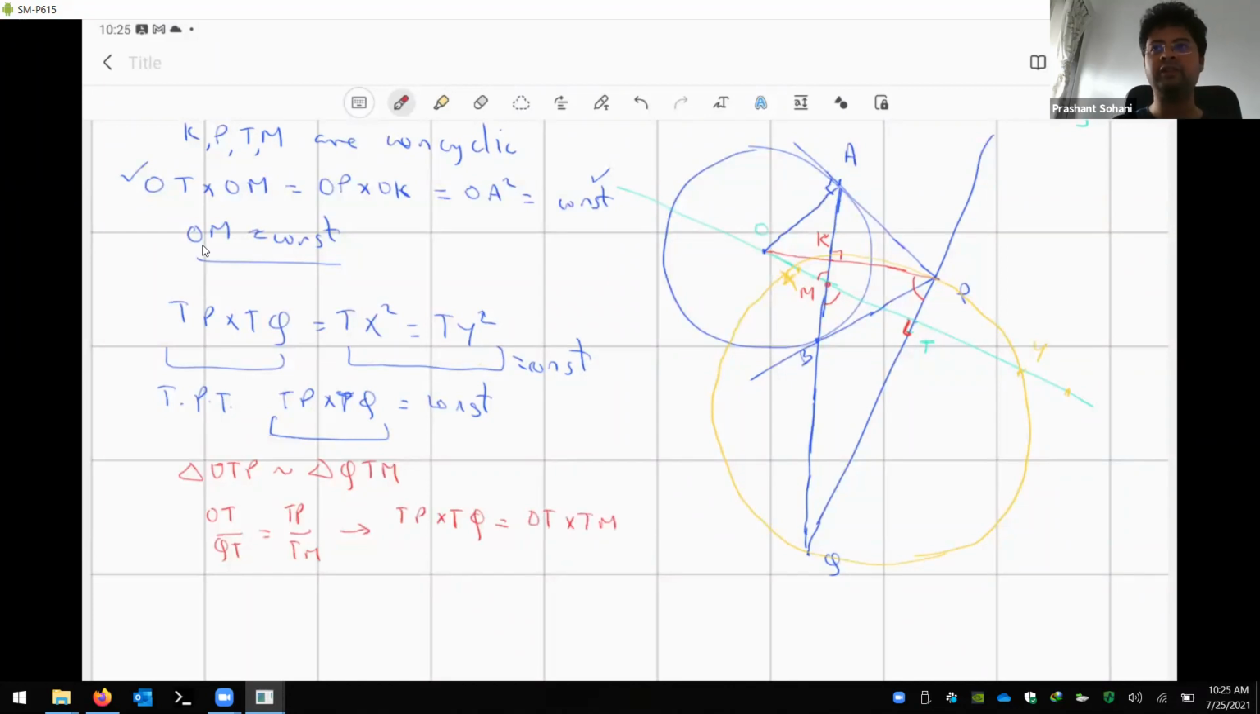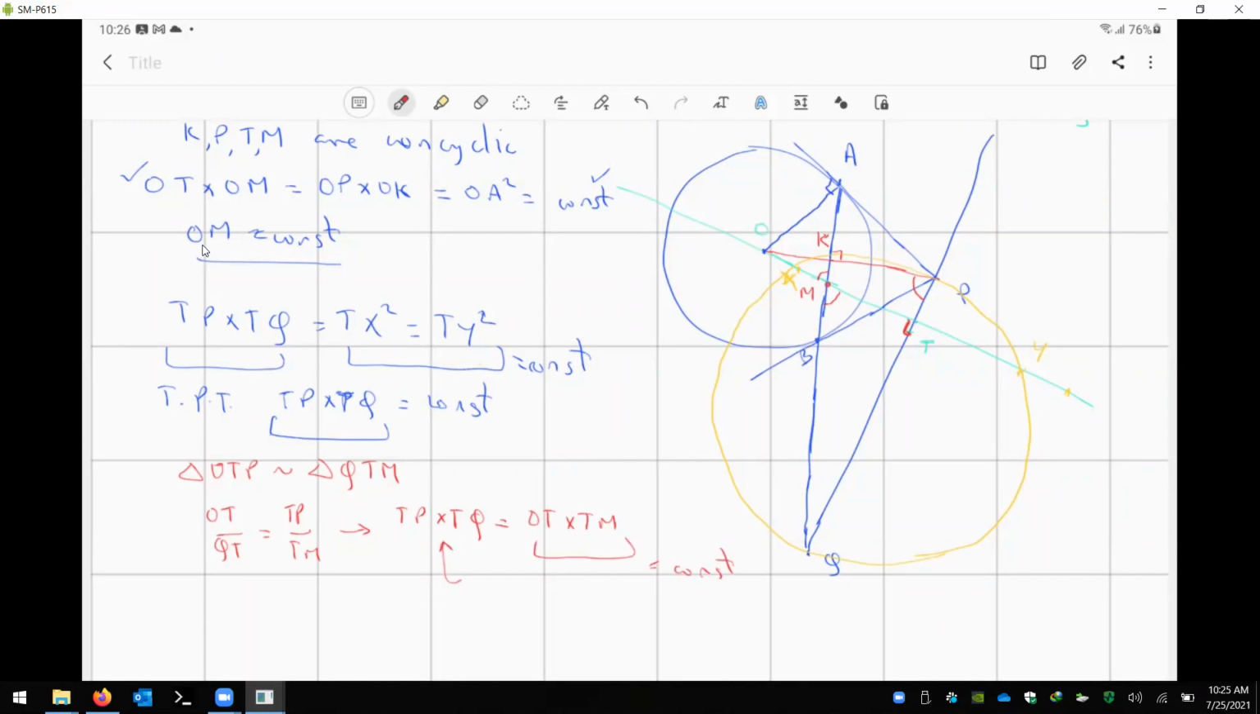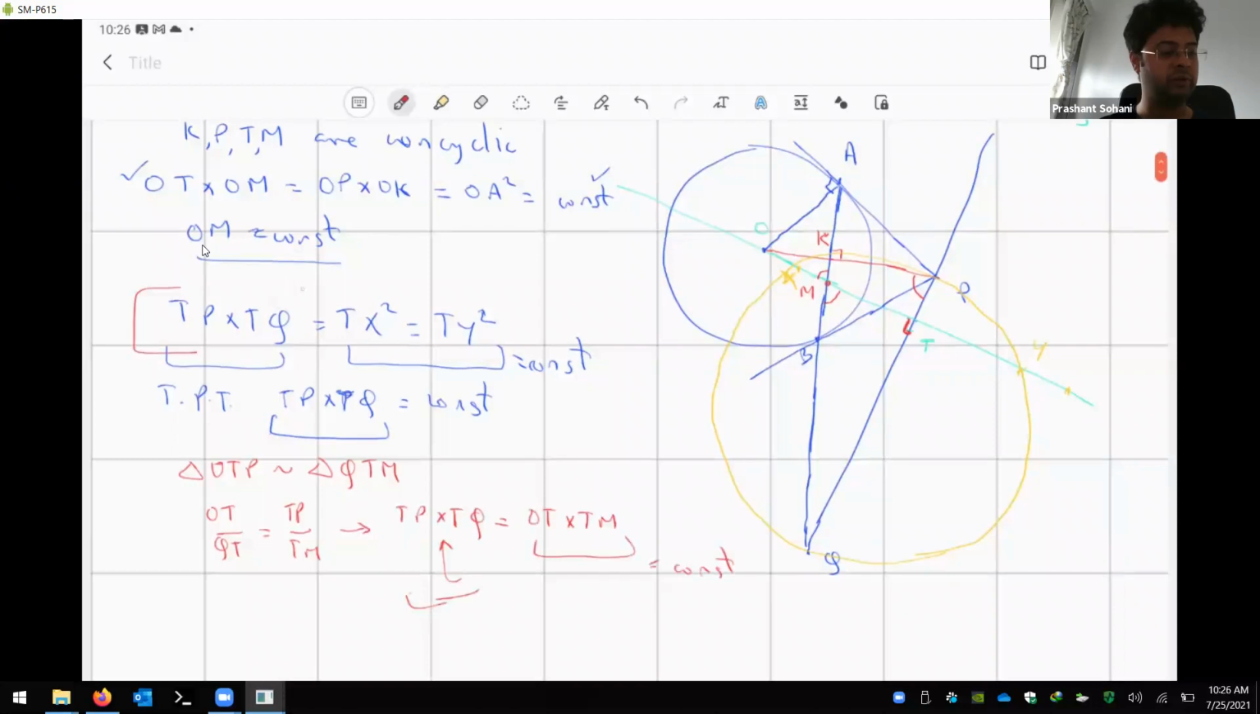Because we already established that M is constant, everything on the right hand side is constant. Therefore, this is also constant. So even if point P changes, along with that point Q also changes, the product TP into TQ remains constant. This equation is always true, equal to TX, wherever X and Y intersect. So X and Y are also going to be constant on this blue line. In fact, the coaxial family we are talking about is all the circles passing through X and Y.